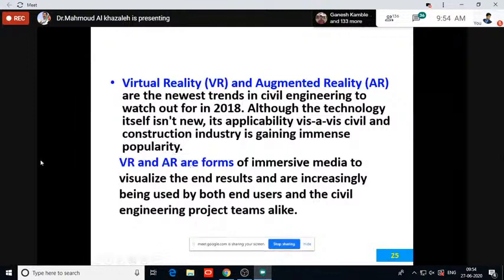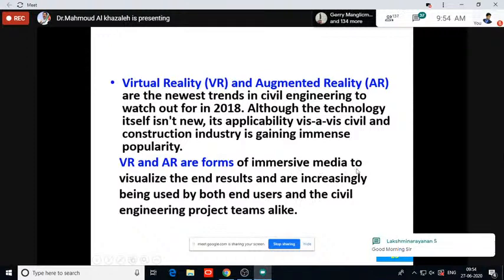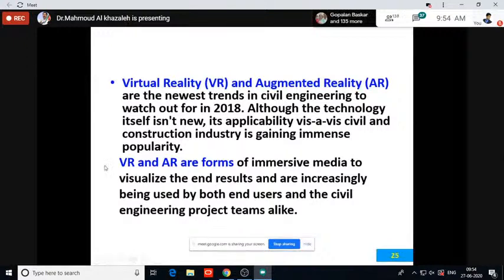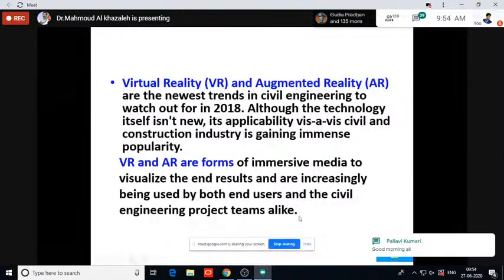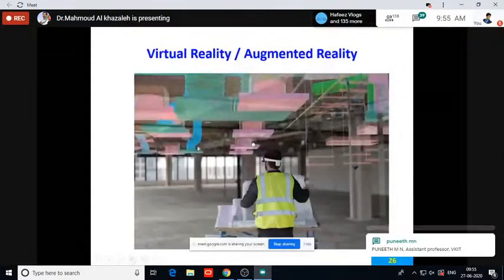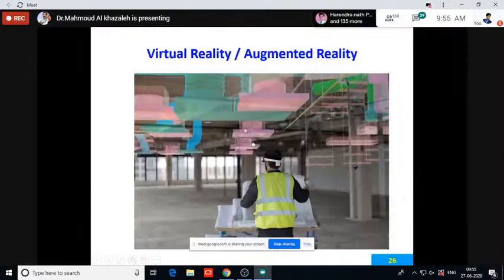VR and AR are forms of immersive media to visualize the end result. So you can see the shape of your project before constructing, and they are increasingly being used by both users and civil engineer project teams alike. So this is one example of virtual reality and augmented reality for a building, even for the design, for the building services, and for other things.